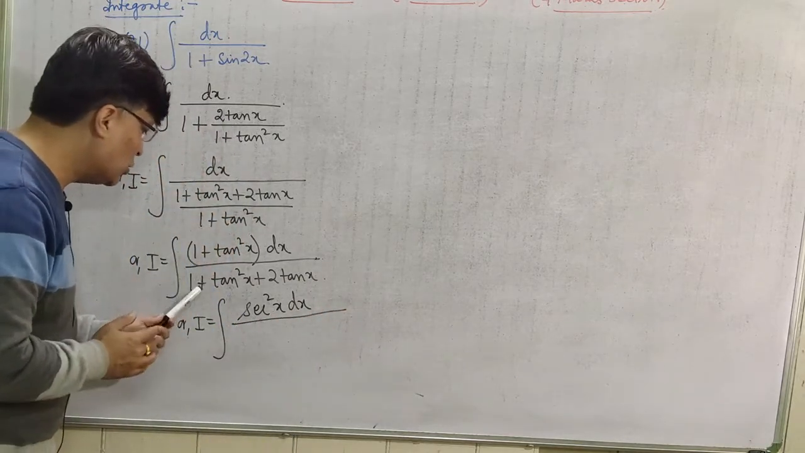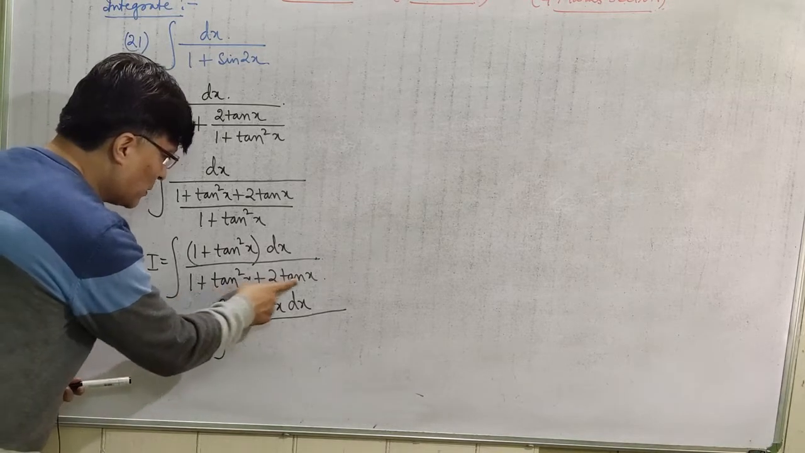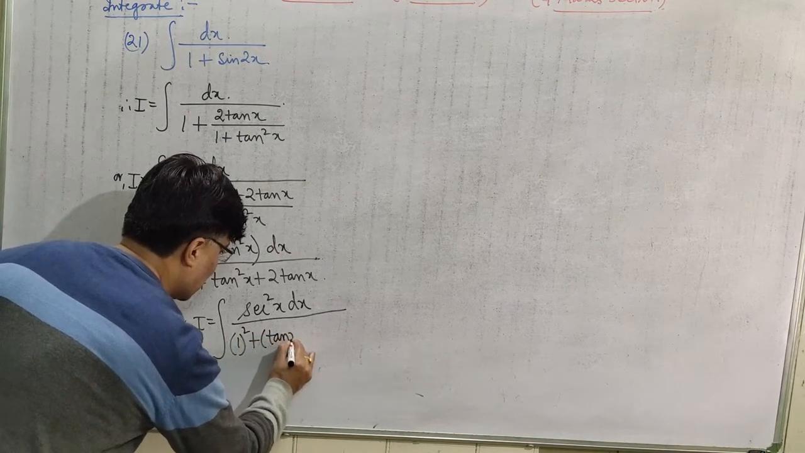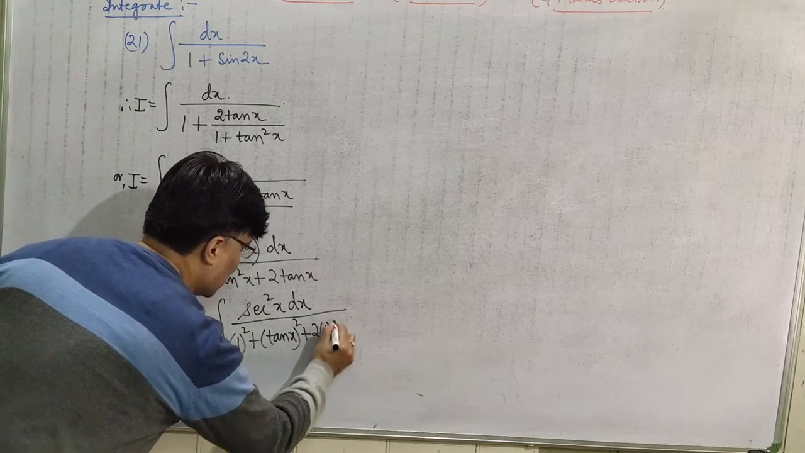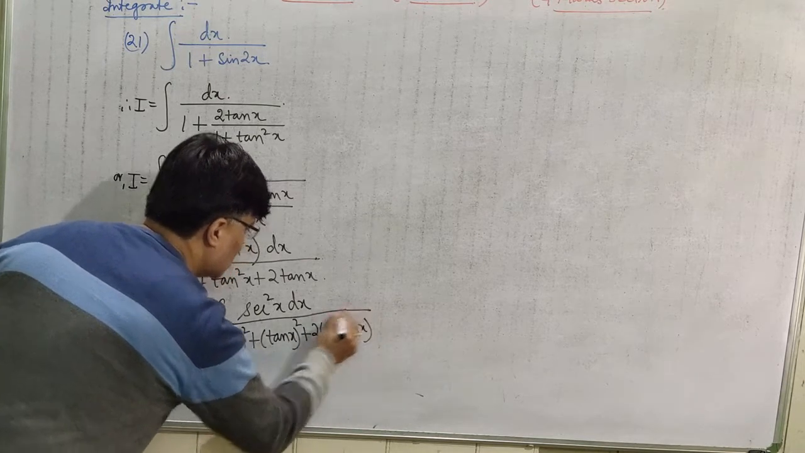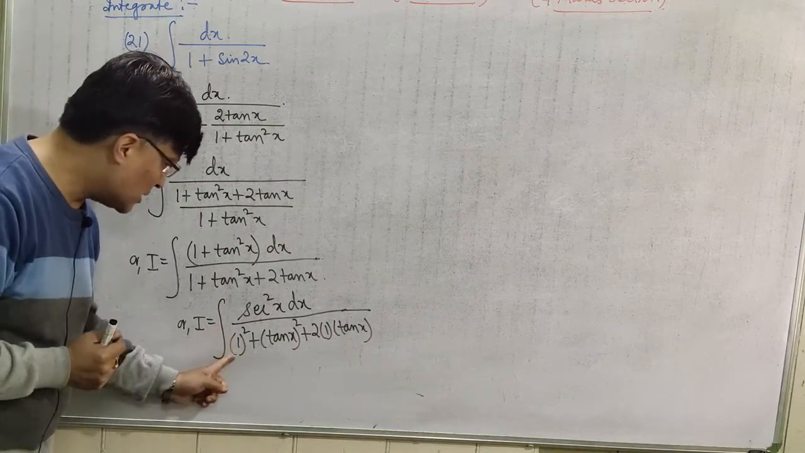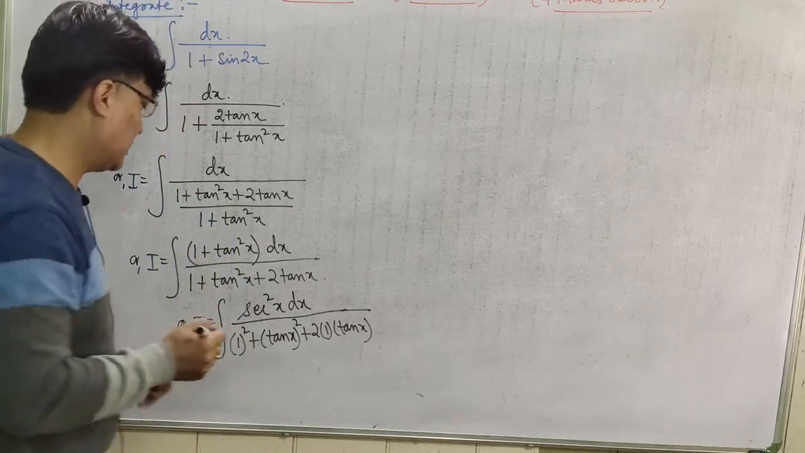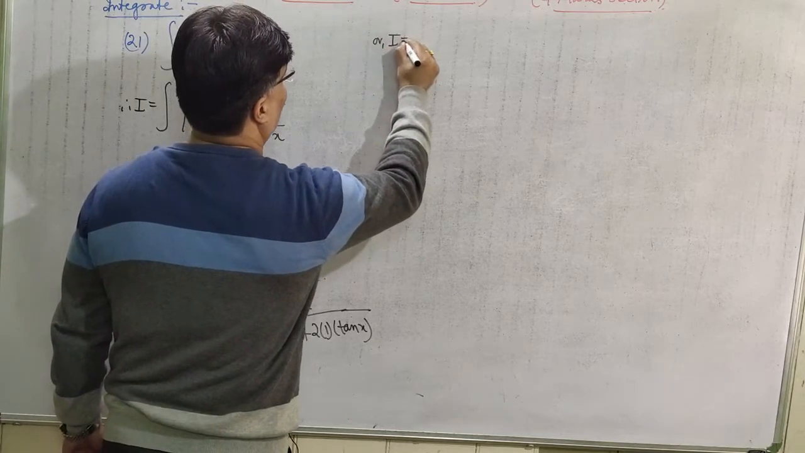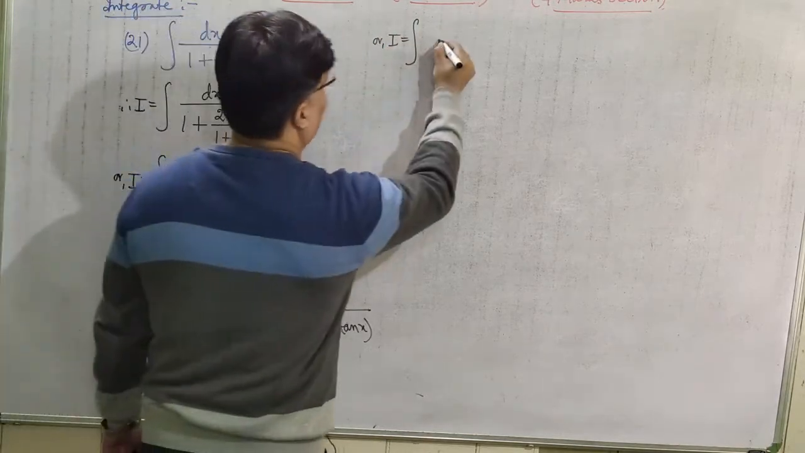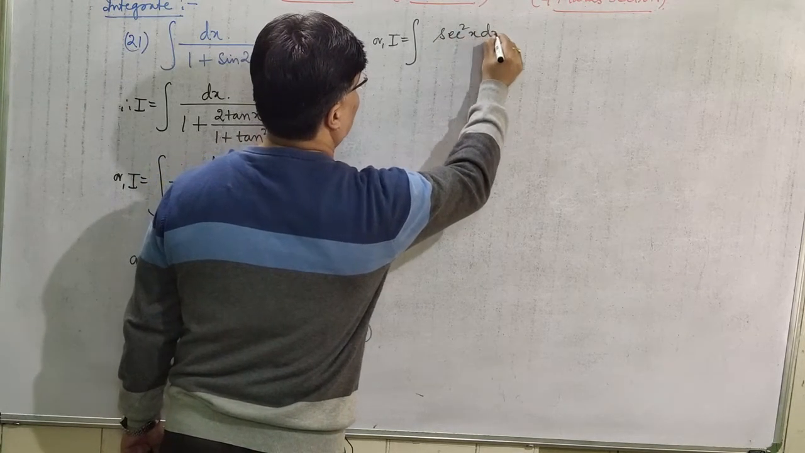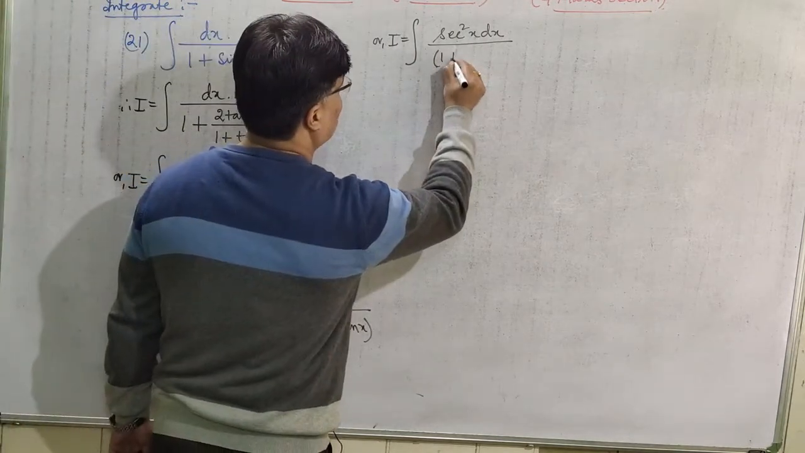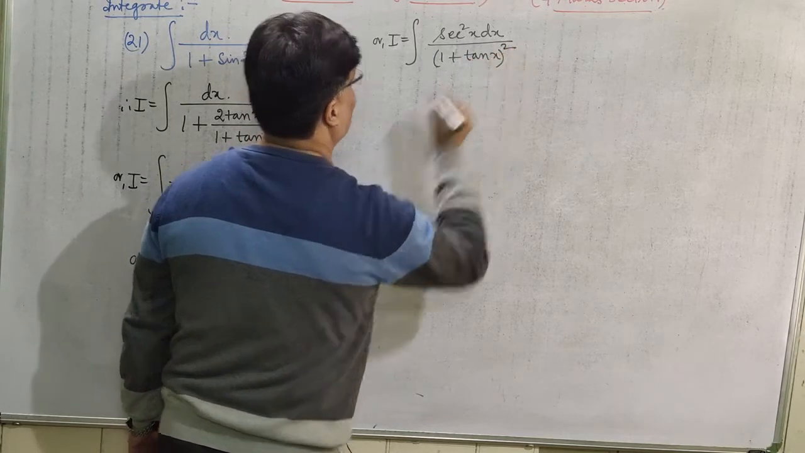So now which formula can you use in the denominator? A square plus b square plus twice ab, isn't it? What is a whole square? 1 whole square. What is b whole square? That is tan x whole square plus twice ab, 2 into 1 into tan x. This denominator can be written in the form of a square plus b square plus twice ab. What is the formula? You know it, a plus b whole square. Or I is equal to integration of, numerator remains same, sec square x dx divided by, in the denominator, the formula a plus b whole square, this is 1 plus tan x whole square.